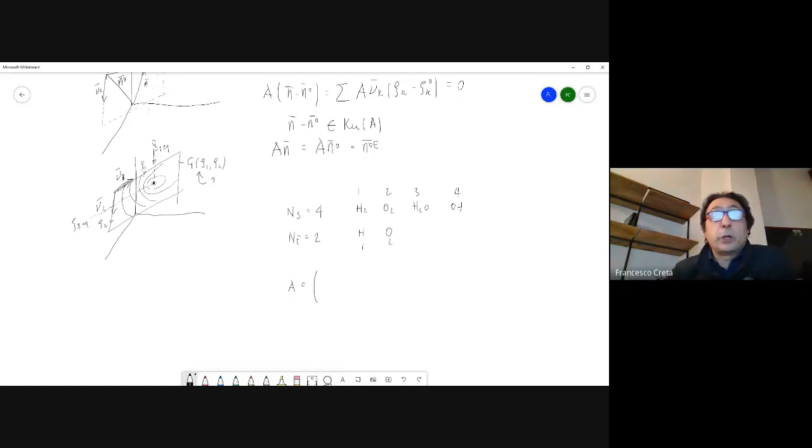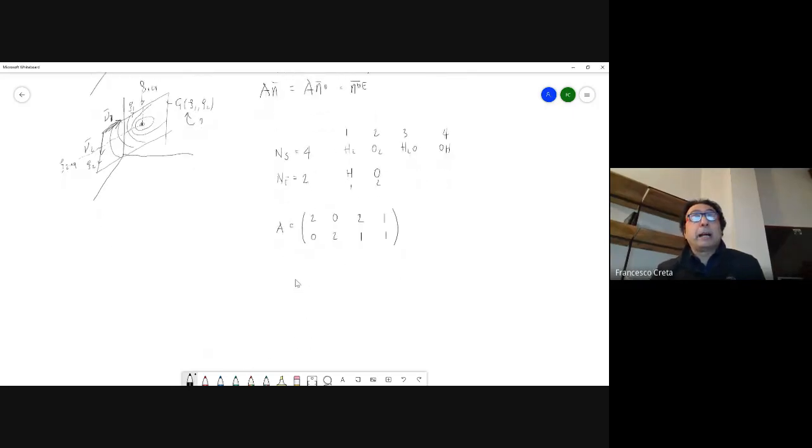So we just look at H now to fill in the first row and ask ourselves how many H atoms in the first species? 2, 0, 2, 1. And then for oxygen, we do exactly the same: 0, 2, 1, 1. That's our matrix A.